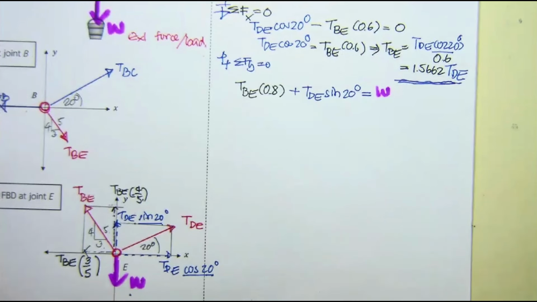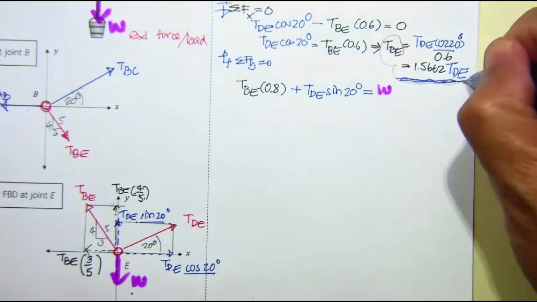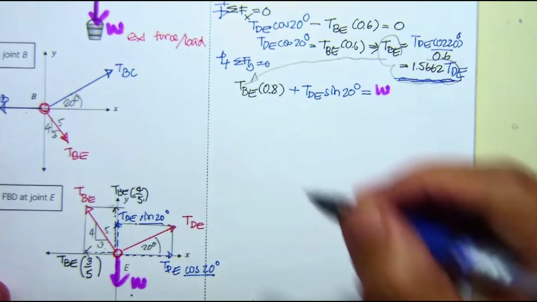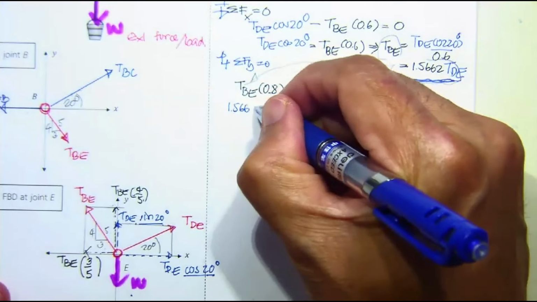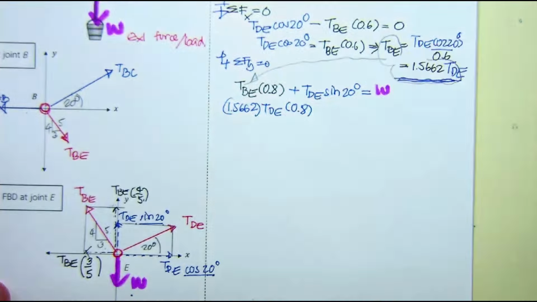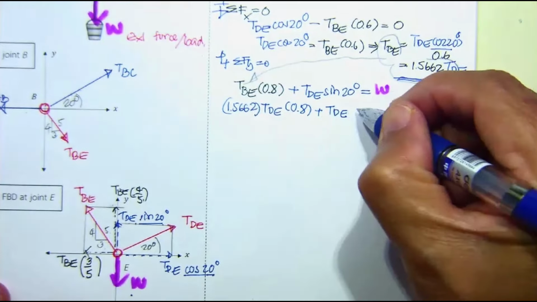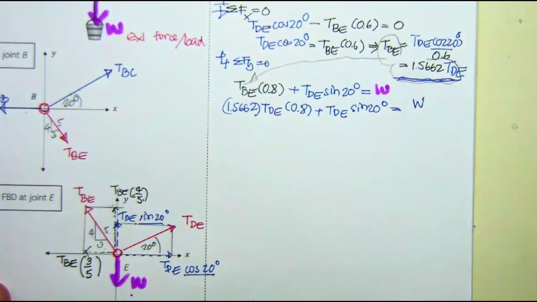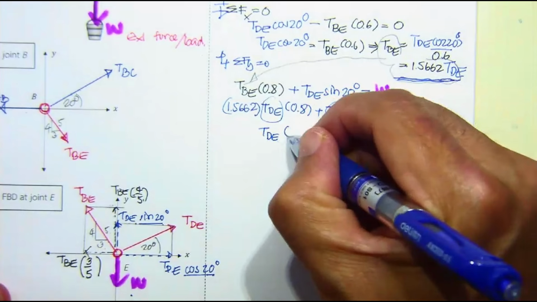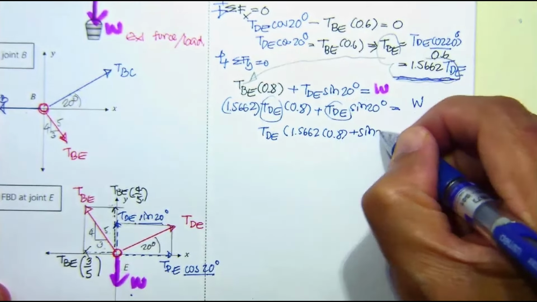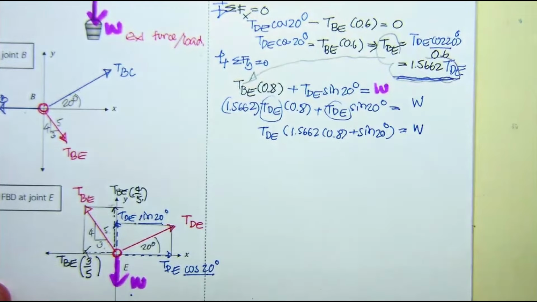Now, you have to take the T sub BE here and put it over here. If you do so, you will get 1.5662 T sub DE times 0.8 plus T sub DE sine 20 degree equal to W. And then you have T sub DE over here. Okay, you may combine it. T sub DE times 1.5662 times 0.8 plus sine 20 degree, then equal to W.